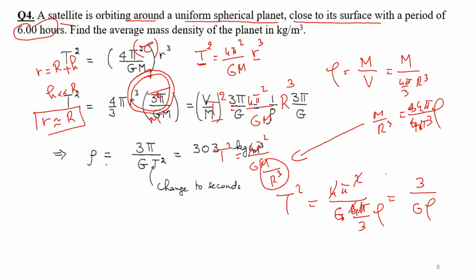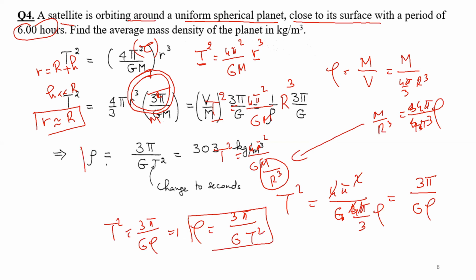So this is what I have. And then I have, of course, here a pi. So I end up with T squared is just 3 pi divided by G rho. That means rho is equal to 3 pi divided by G T squared. And you do it properly. You put G in SI units, of course, the period you change to seconds, and you will get 303 kilograms per meter cubed. Straightforward, very interesting.